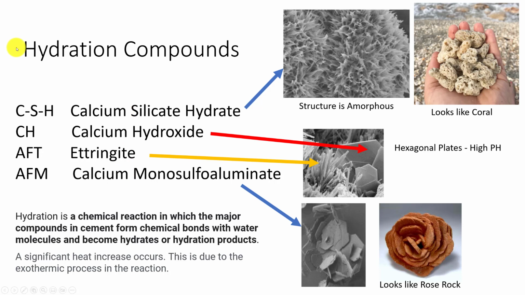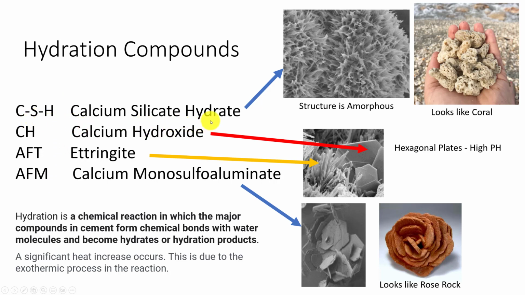So let's talk about this hydration process and the compounds that are going to form in this chemical reaction. I want to talk about this chemical reaction right here. This is where we're going to get all the bonds and everything forming to give the concrete its strength, and there will be some heat produced through this chemical reaction because it is an exothermic reaction. These are just some of the major compounds that are going to be generated. The first one is going to be CSH, calcium silicate hydrate.